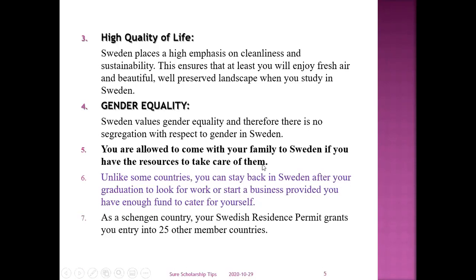So the number 7 point: as a Schengen country, your Swedish residence permit grants you entry into 25 other member countries. I've already said this earlier on, so you know what that means. If you are a travel enthusiast, you can tour many countries without the headache of having to apply for visas and waiting for the approvals and all that. So, there are many of them, but I just selected these few based on their importance.